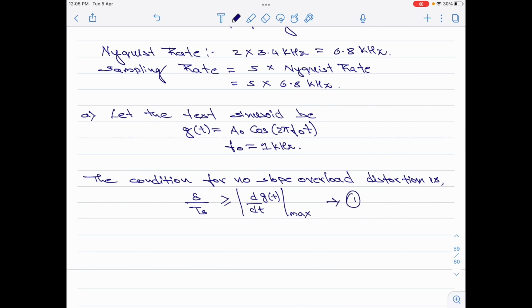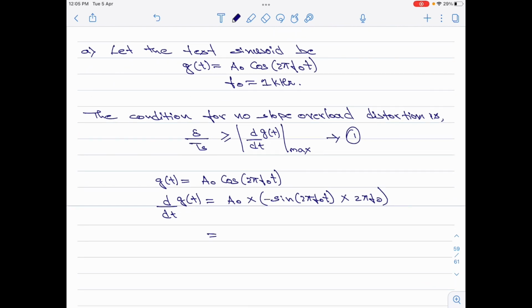So now we are supposed to find the maximum magnitude of d by dt of g of t. Let me start with that. I am going to rewrite g of t here. Let me now differentiate g of t with respect to t. D by dt of g of t is equal to A naught multiplied by differentiation of cos is minus sine. So it would be minus of sine 2 pi f naught t multiplied by the coefficient of t, which is 2 pi f naught.